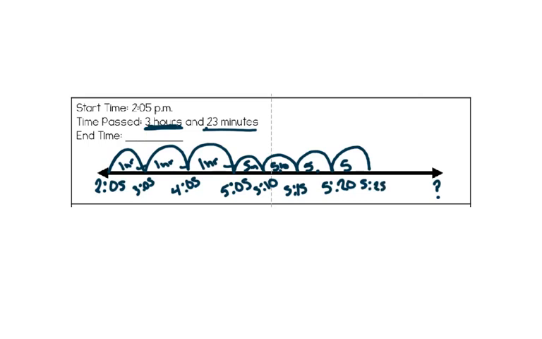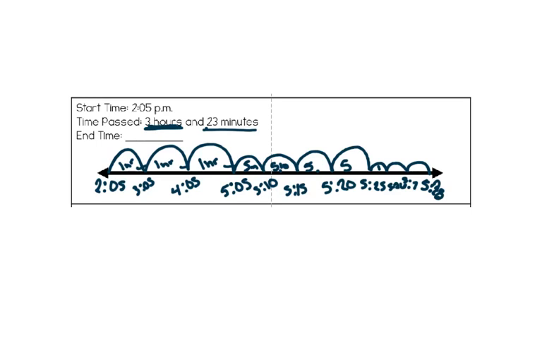Okay, now I can't do another jump of 5 because that would be too much, because we are only wanting to do 23 minutes. So now I'm just going to start counting by 1. So a minute later would be 5:26. Another minute later would be 5:27. And one more minute later would be 5:28.